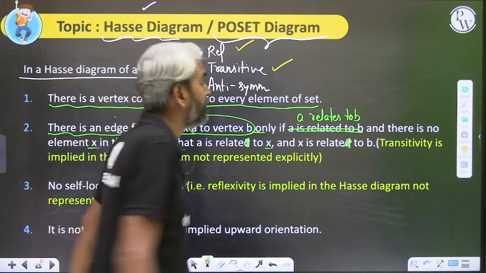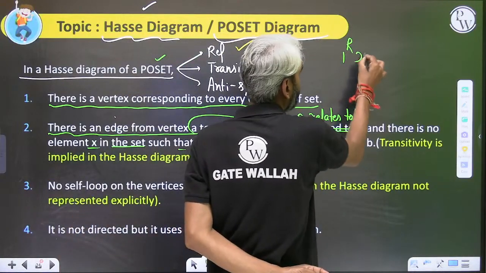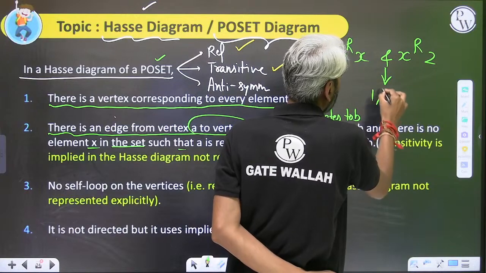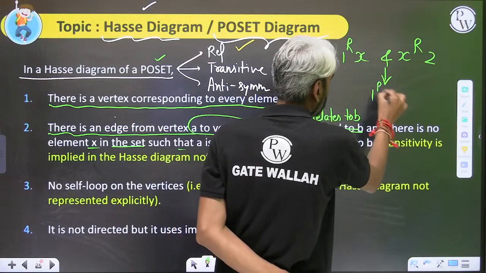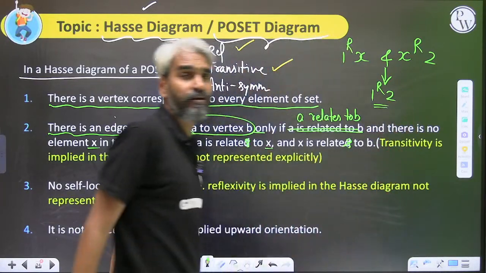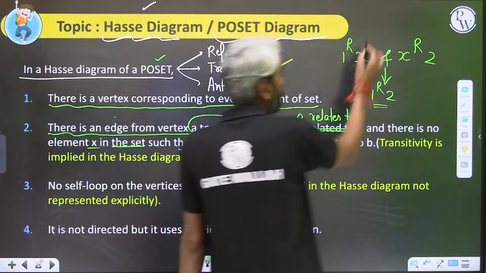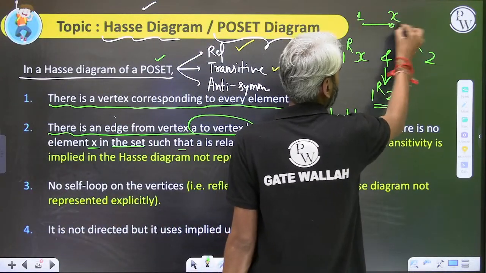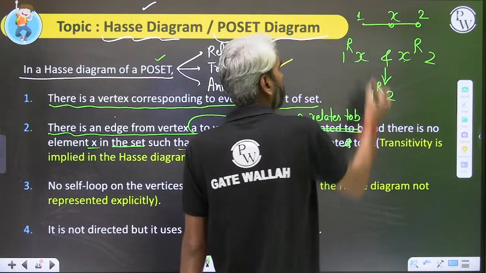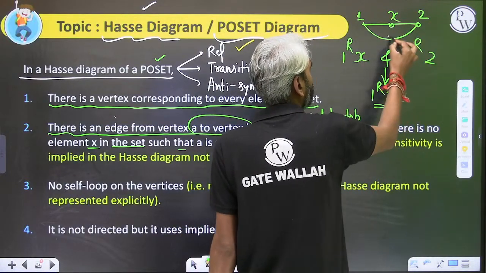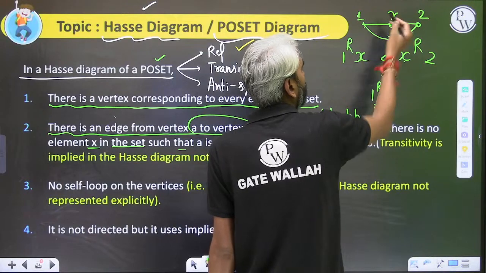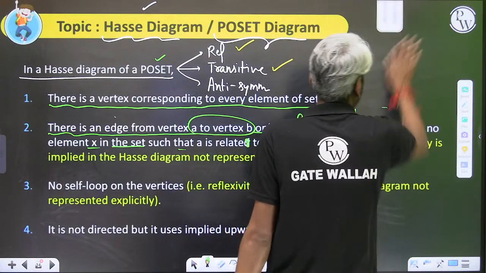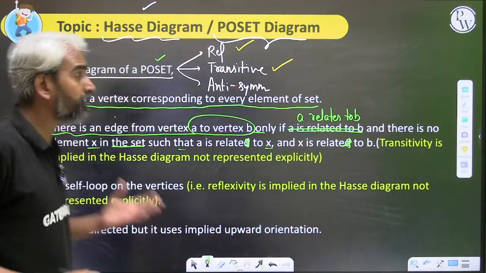So what happens? If 1 relates to X and X relates to 2, then by transitivity 1 will relate to 2. So because 1 relates to x, we will draw an edge between 1 and x, and because x relates to 2, we will draw an edge between x and 2. So we don't need to draw an explicit edge between 1 and 2 because we know that 1 and 2 are related via this vertex x. Clear? So that's the idea of what will happen in the Hasse diagram.